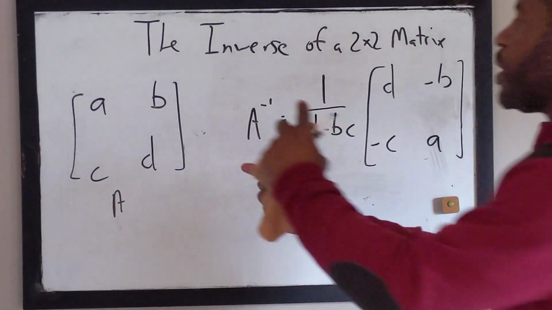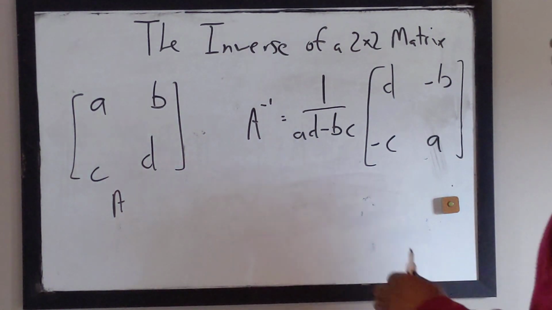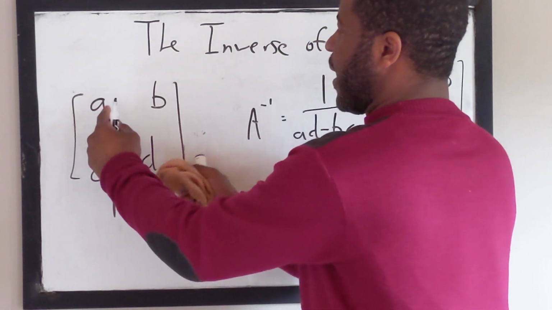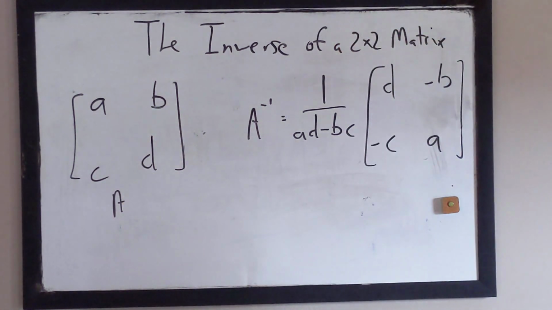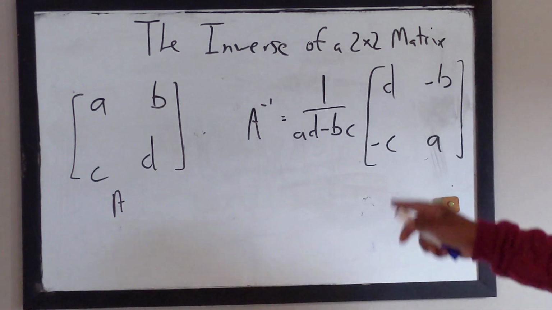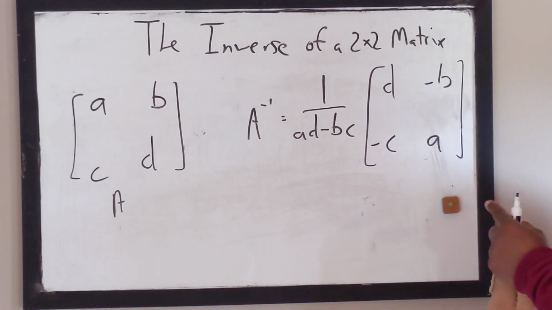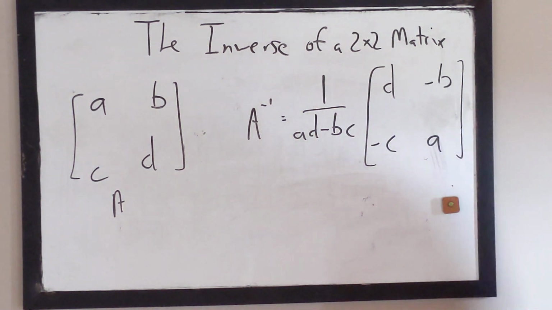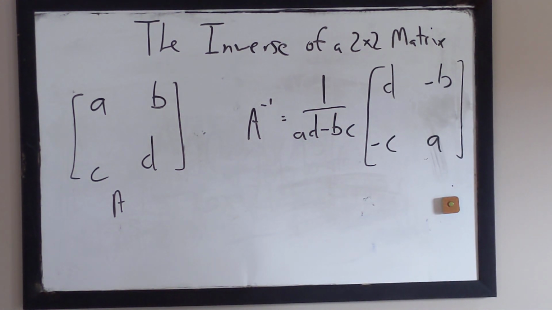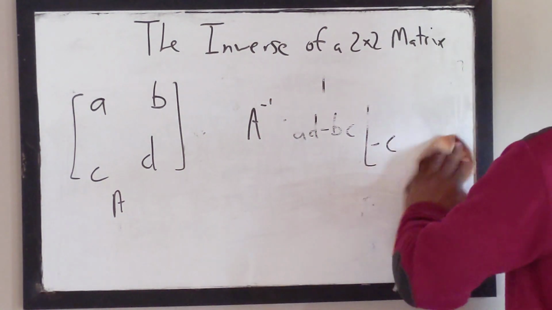We go 1 over the determinant. 1 over the determinant. And then we switch the entries on our main diagonal, and we negate the entries on our other diagonal. That's a little bit better. So 1 over AD minus BC. D, A, we switch those, and then negative C, negative B. We negate those. Now, there are a lot of different ways we can use the inverse, y'all, but we won't go into it too much right here. You will have it in the notes, so we'll check.